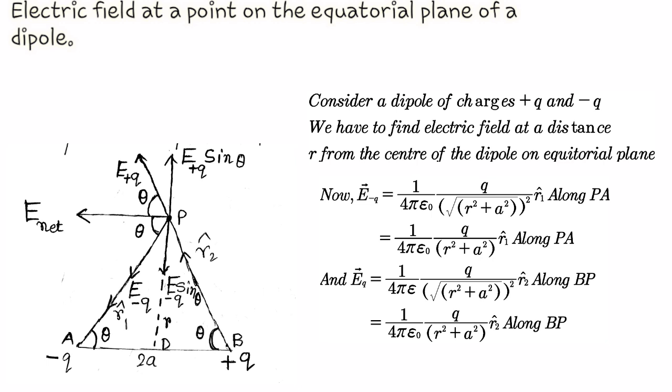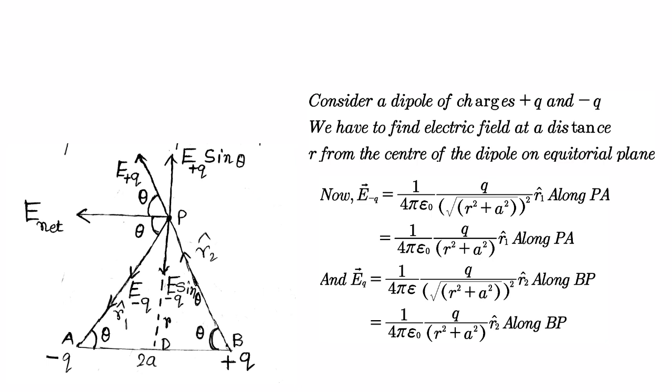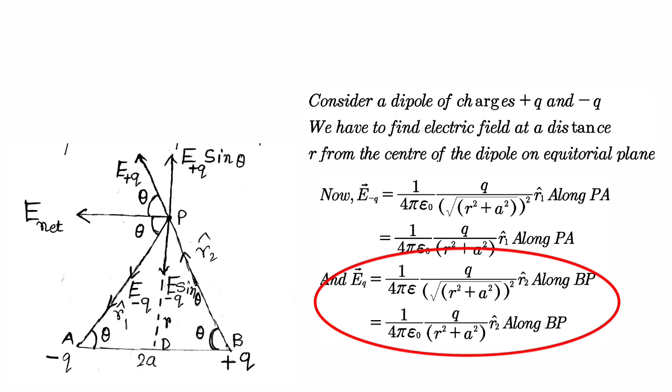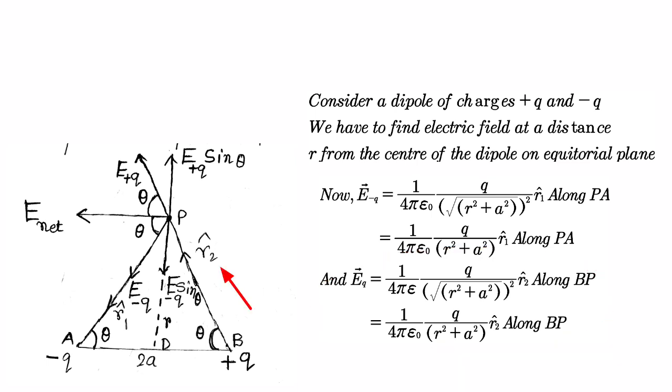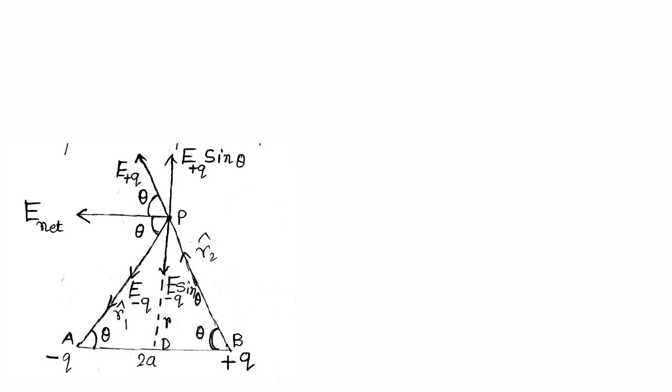Similarly, the electric field at point P due to plus q is equal to 1 by 4 pi epsilon naught q by (root over of r square plus a square) whole square into r2 cap, where r2 cap is the unit vector along the direction of the field.